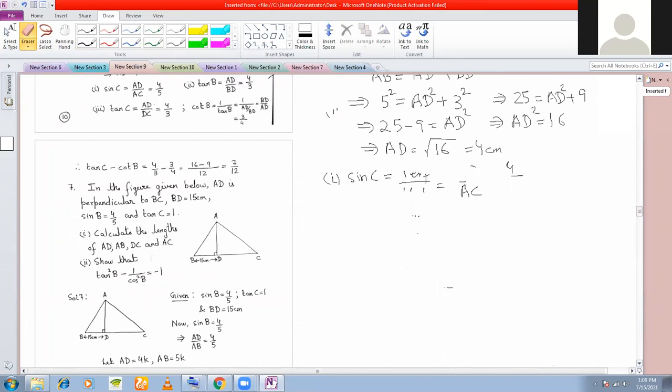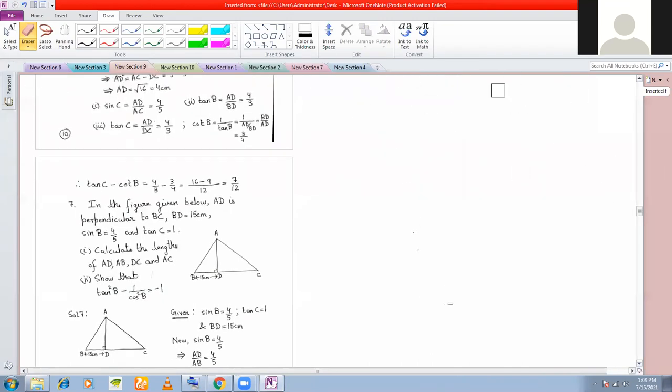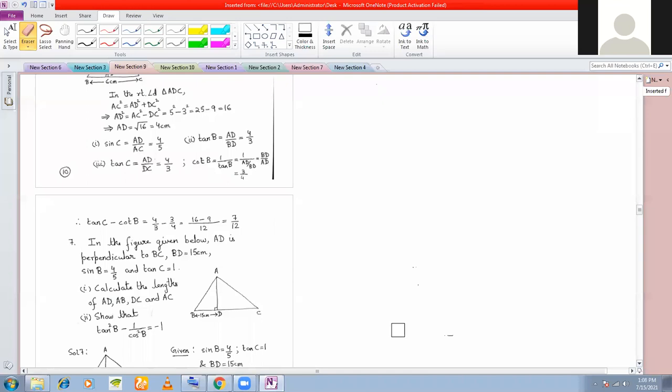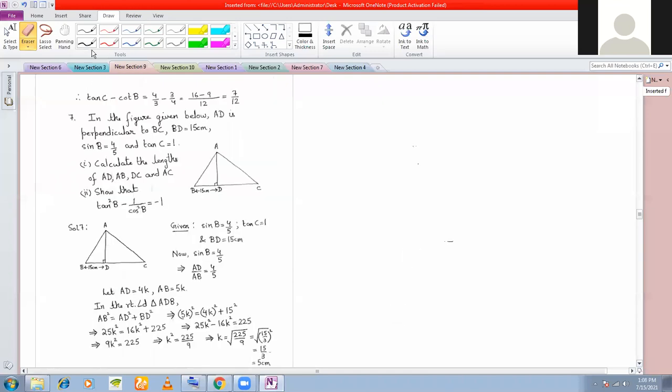Let's try out the next problem as much as we can. I'll just try to do this problem. This is also an easy problem. Number 7. So figure is given to you. Let's draw the figure here.